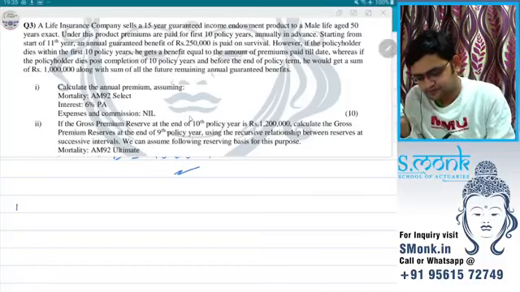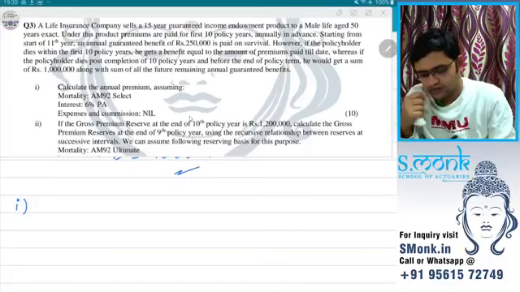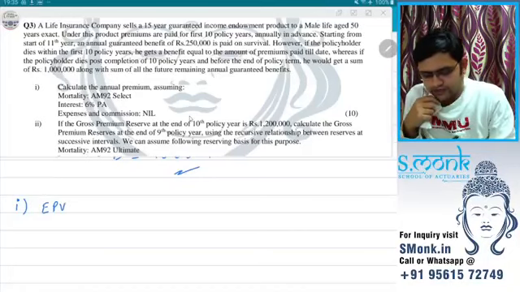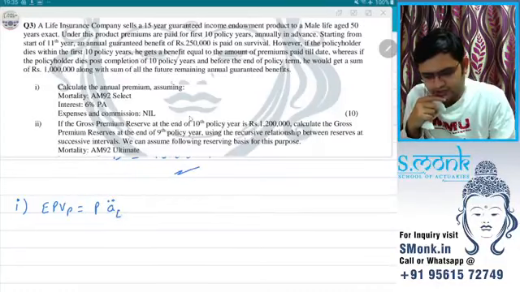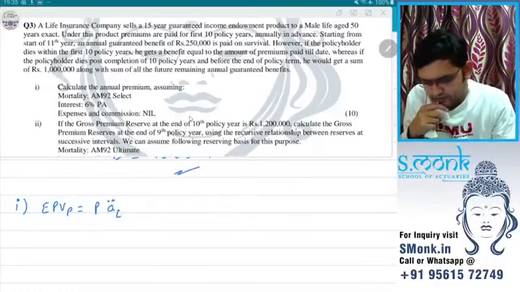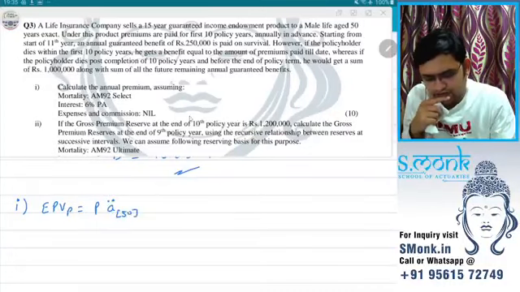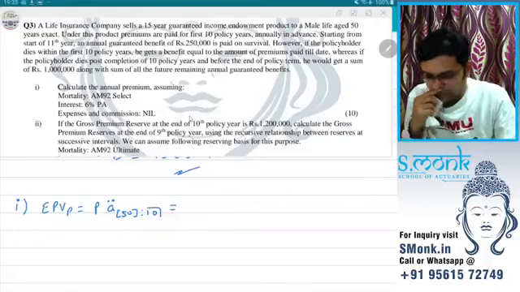Okay. So expected present value of premium, we have first 10 years. So premium into a-due, age was what? 50. So 50, 10. You can directly get that from the endowment table.